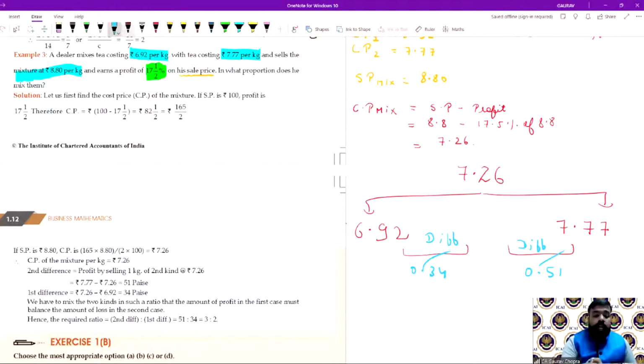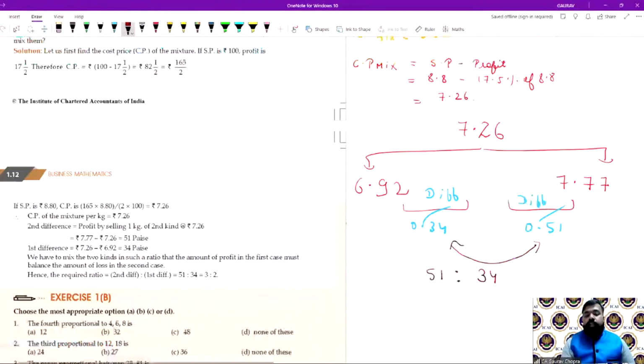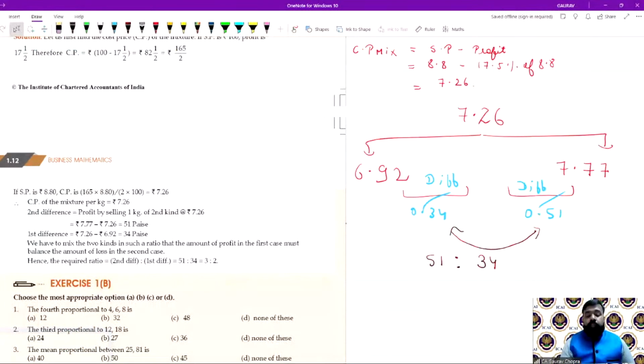And now apply invert and do. That means we have to interchange their positions. So it will become 51 ratio 34. If we cancel them with the help of 17, what will come? 3 ratio 2. So this is the required ratio in which we can mix the two varieties of tea. This is the way in which we can calculate.